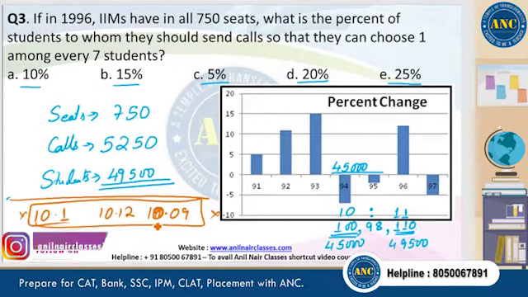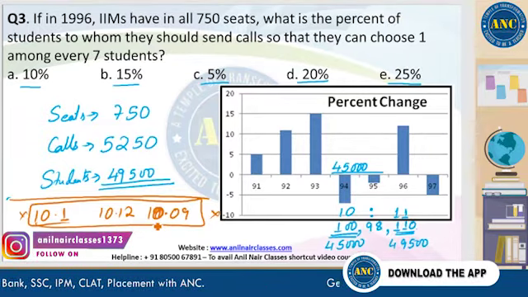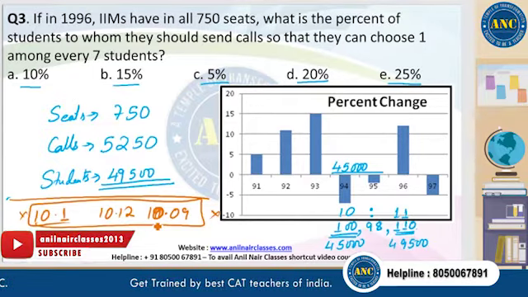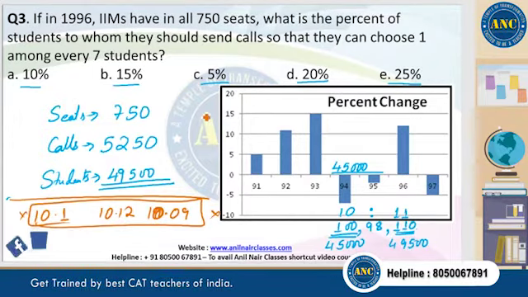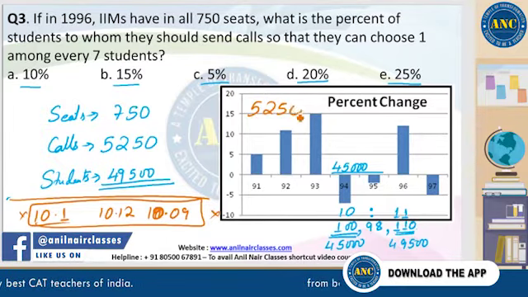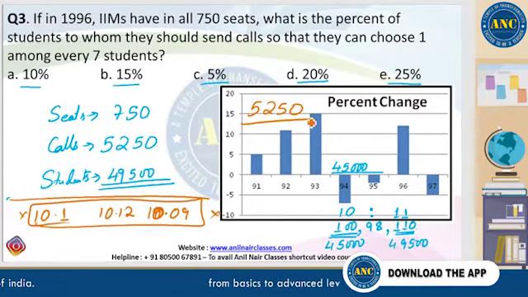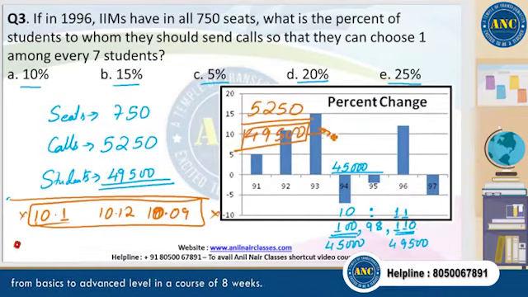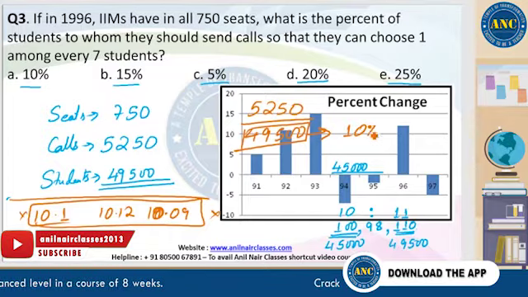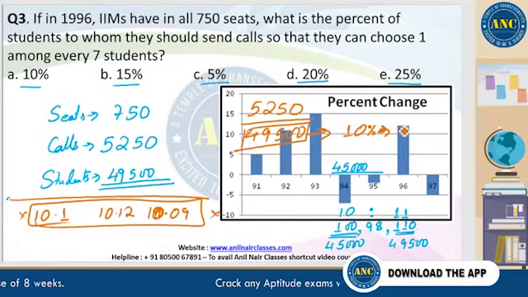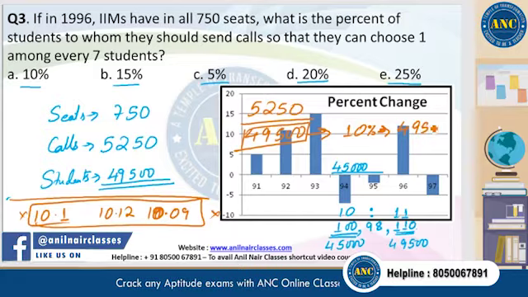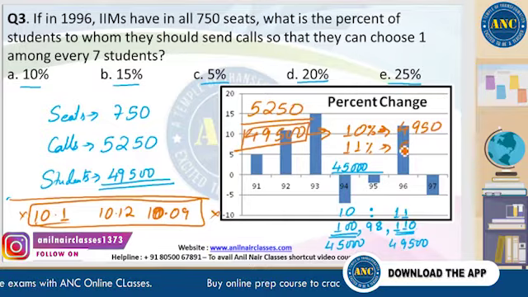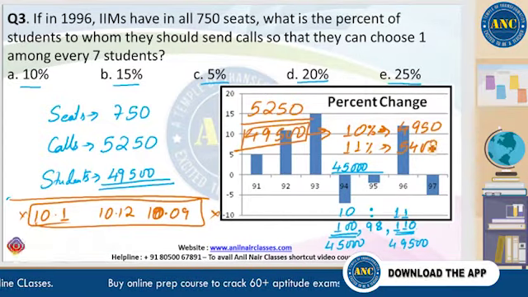Okay, now coming back to the question. What percentage of students should they be giving calls? That's pretty much what the question is. We're talking of about 5,250 students they have to give calls out of about 49,500. If you look at this number, 10% of this number is something like 4,950. 11% of this number will be close to 5,400 or something.